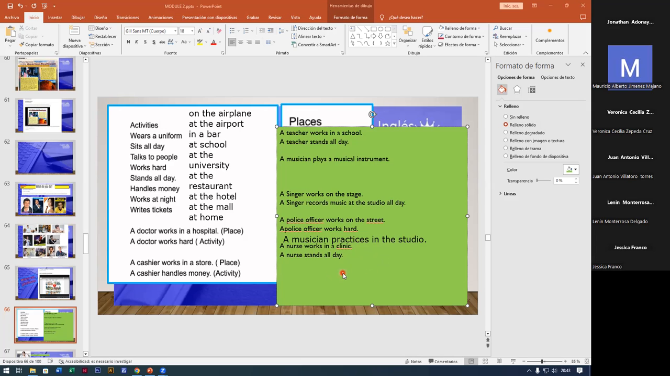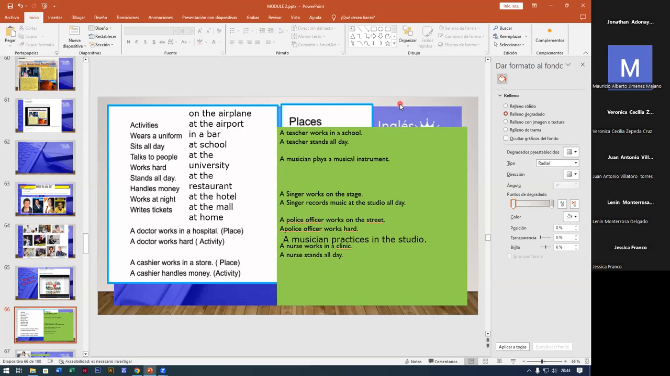No questions? Stage, ¿qué significa? Escenario. Stage. That's the stage. Nurse stands all day. Nurse means enfermera. Una enfermera pasa de pie todo el día. A nurse stands all day. Pasa parada todo el día. Entonces pasa de pie todo el día. Stand es pasar de pie. Ponerse de pie, estar parado.